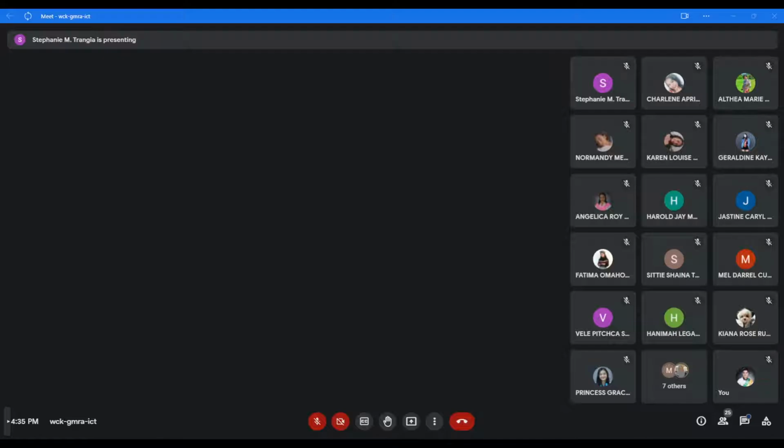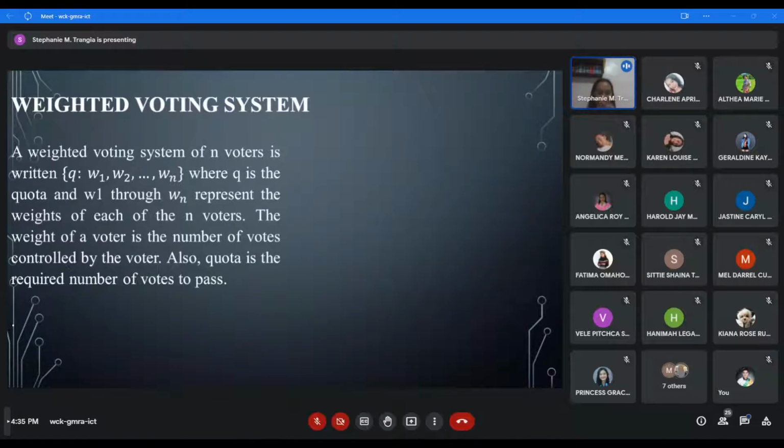Okay, so let's continue. A weighted voting system of n voters is written as Q: W sub 1 to W sub n. W sub 1 to W sub n are the weights. For example, Angelica has a weight of 50 votes, then Nathaniel has 55 votes. Meaning, that is their controlled number of votes, and these are called the weights. The Q is the quota or target value to be achieved.